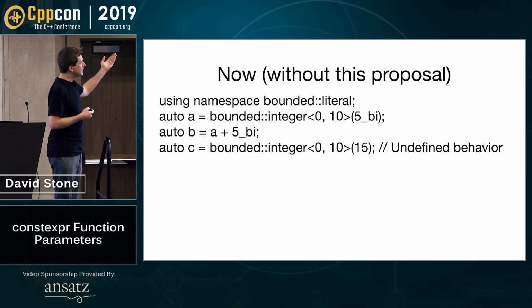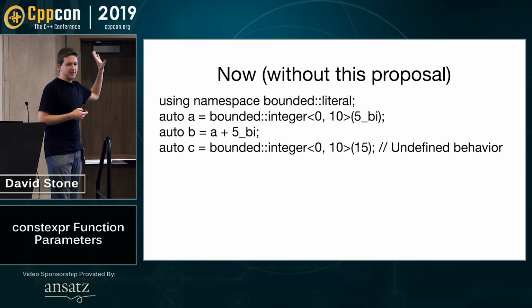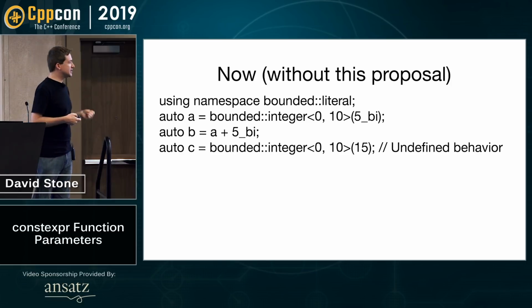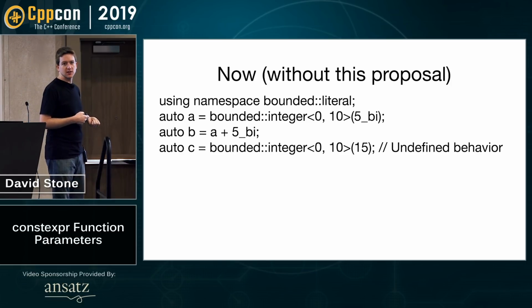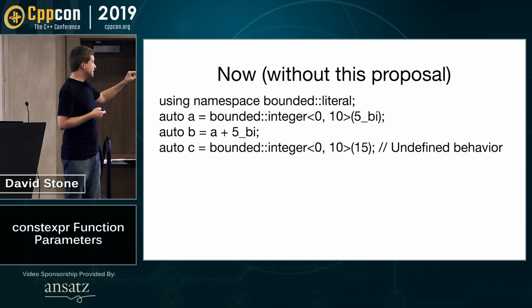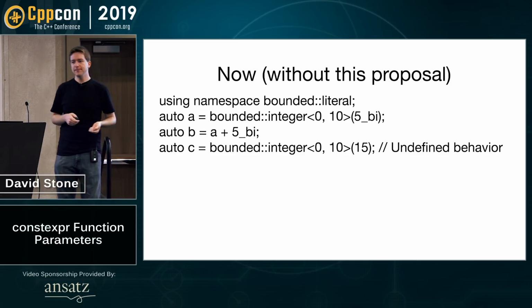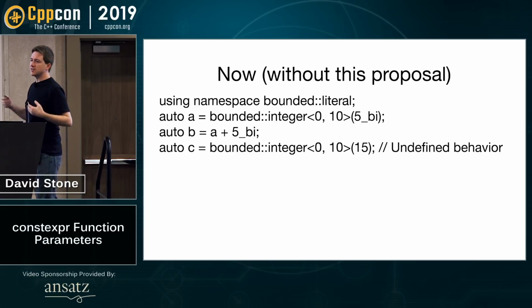So right now, if you really want to get the maximum performance and the maximum type checking, you have to write something like this. You bring in the literals namespace into your code, which is the recommended way of using literals. And then you construct it. You pass literals to the constructor. But if you forget to do that, then you might get undefined behavior because you're trying to construct an integer with a value that's out of range.